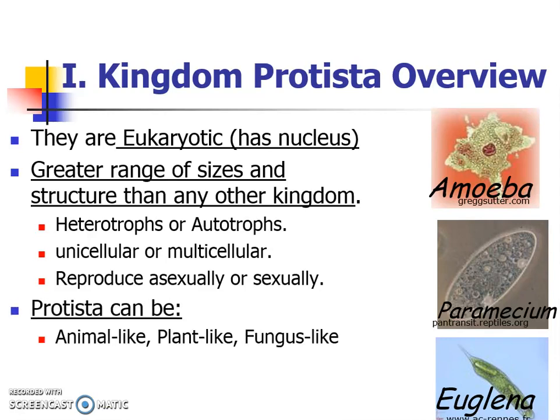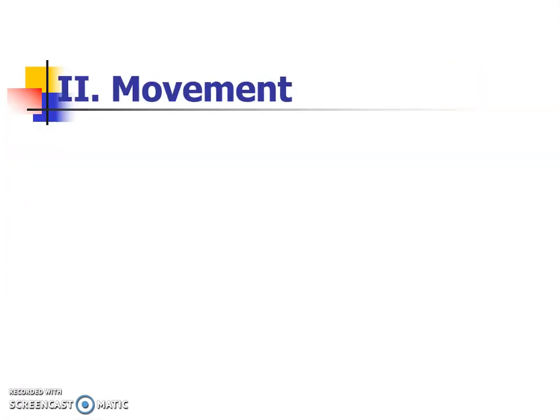We're going to talk about the three major groupings within the kingdom Protista. They can be kind of animal-like, kind of plant-like, and kind of fungus-like, which is why we've learned about some of those other categories in the past. And we're going to talk about how they fit into those groups.